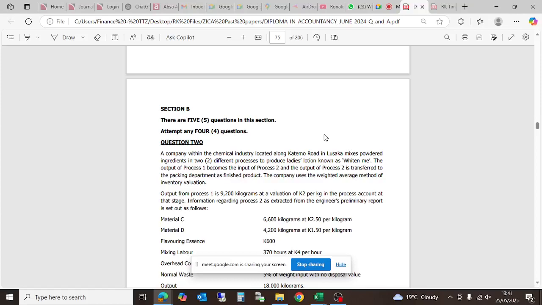All right, so this is a cost accounting discussion, mainly focusing on process costing. We'll move in stages. The first thing we'll do is look at the theory.